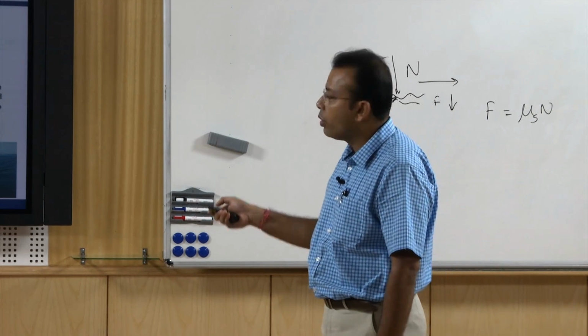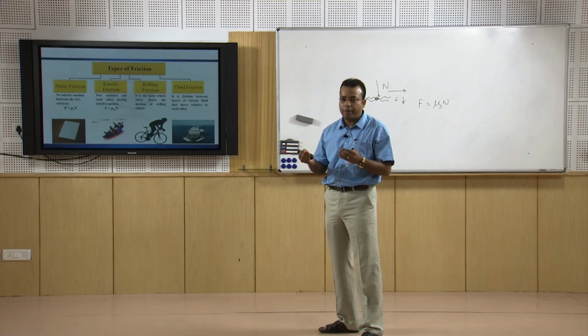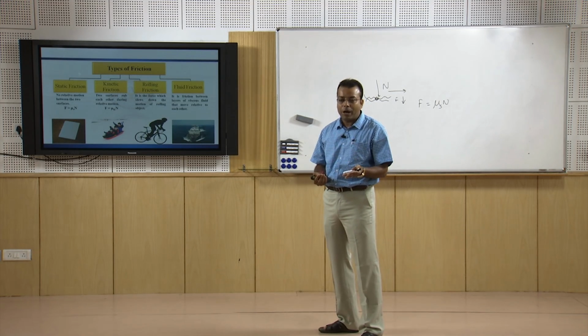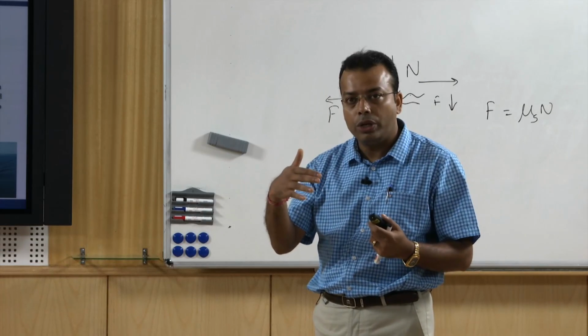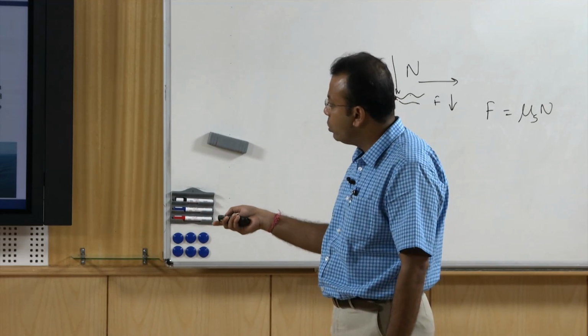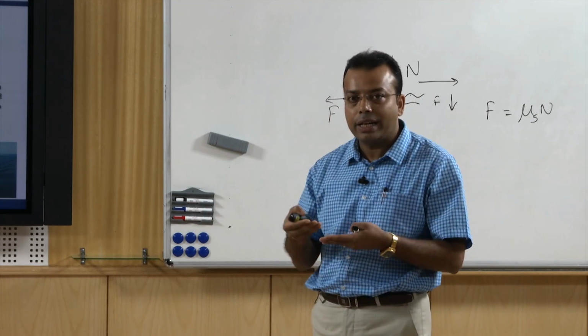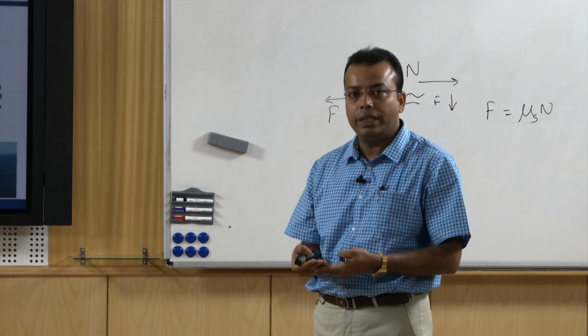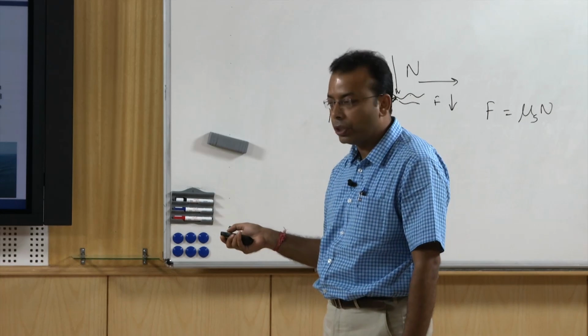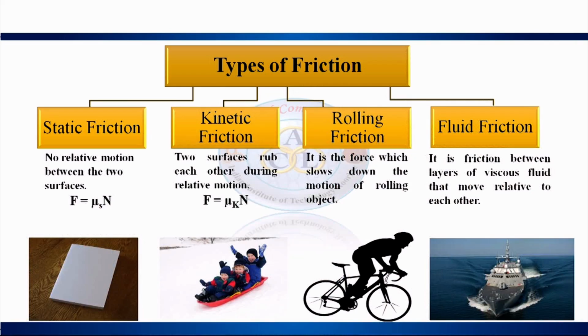The third one is called rolling friction. In our day to day life, every day when we are coming to office, when we are going to school, we are using a bus, car, everything. When a car or bus or any kind of automobile is rolling on the road, through its tire it is generating a certain kind of friction between the tire and the road surface. That friction is known as rolling friction, the force which slows down the motion of the rolling object.